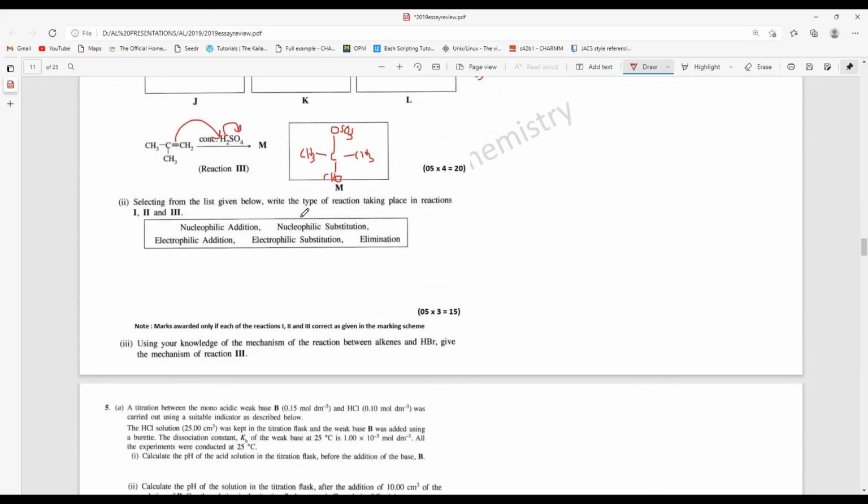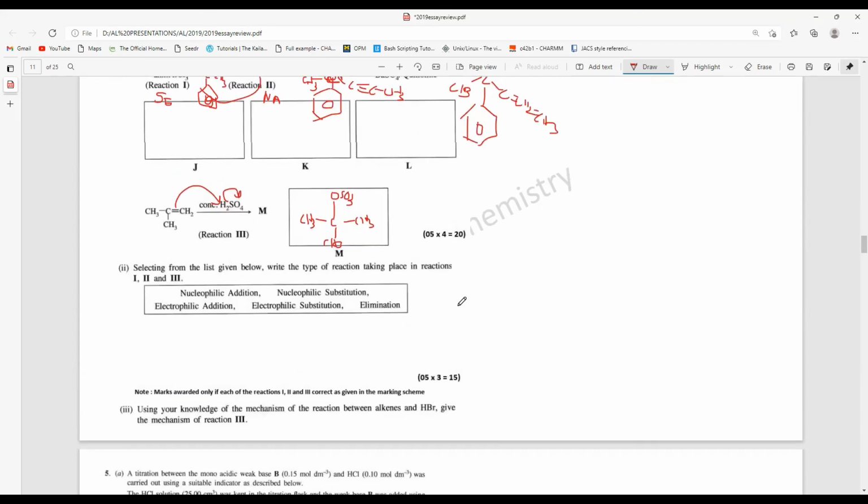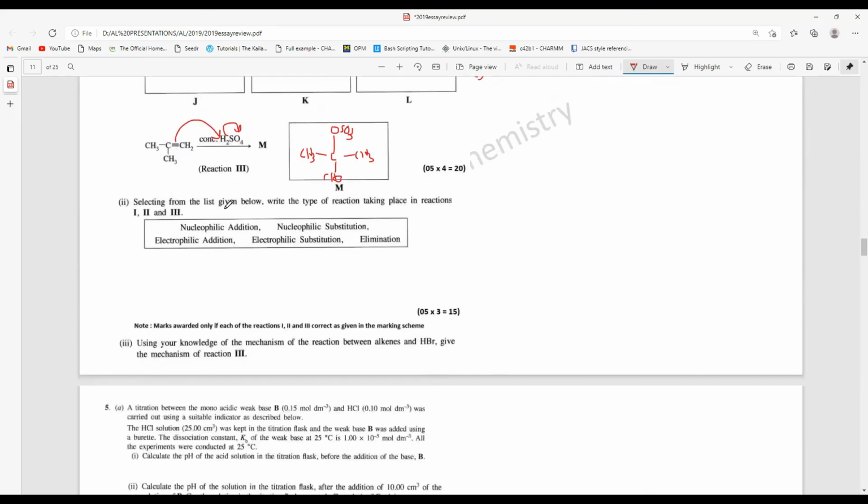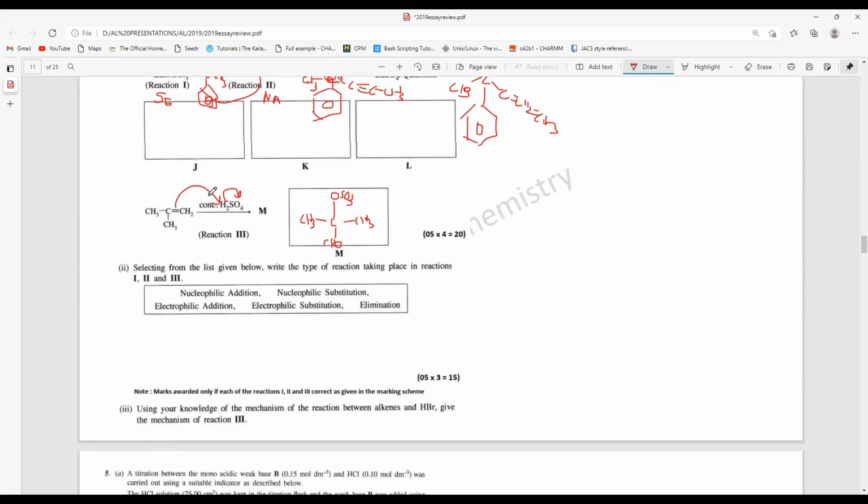Selecting from the list given below, write the type of reaction that takes place in reactions 1, 2, and 3. Yeah, so one is electrophilic substitution. This is nucleophilic addition, where you add this part. And here, this is again starting from the pi bond and H plus. So this is electrophilic. But what is this? Electrophilic addition, right? It's an electrophilic addition. So these are very simple things.